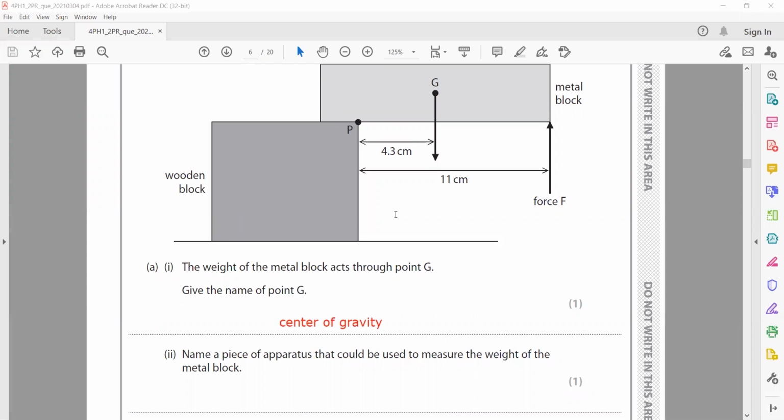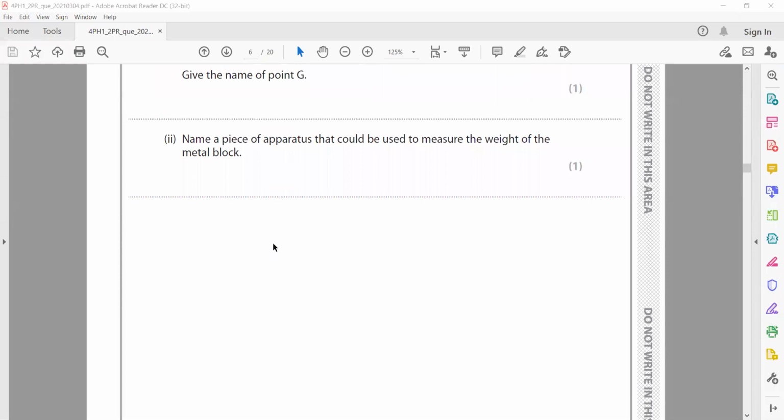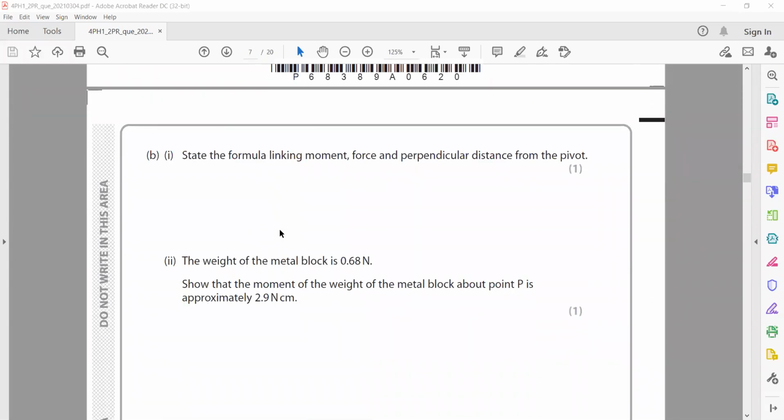Name a piece of apparatus that could be used to measure the weight of the metal block. To measure the weight, we can use a spring balance. State a formula linking the moment, force, and the perpendicular distance. Moment is equal to force multiplied by perpendicular distance.